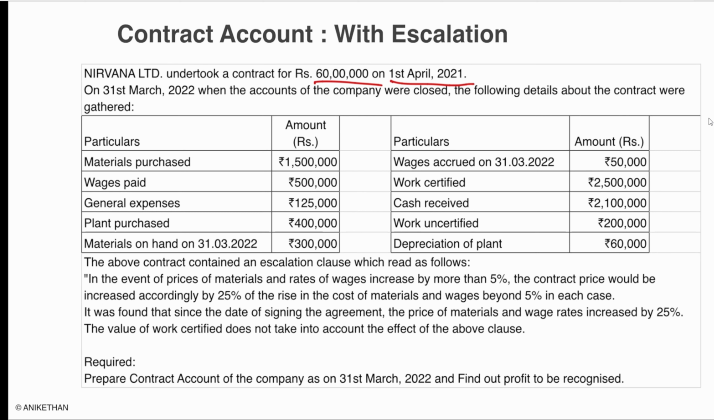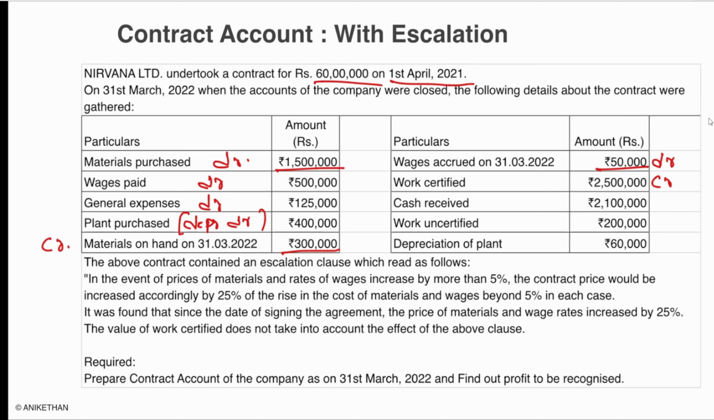So material purchased is 15 lakh, which will be on the debit side. Wages paid, debit side. General expenses, debit. Plant purchased. Again, we only calculate depreciation on the debit side. Material on hand is on the credit side. I purchased 15 lakh worth of material. Out of that, 3 lakh were still in hand, closing balance. So only 12 lakh of material was used. Wages accrued, I take on the debit side. Work certified, directly given, credit side.